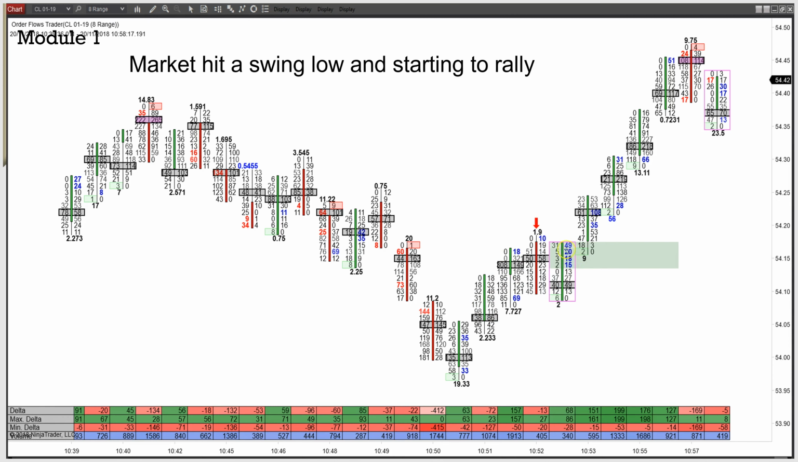Okay, look at this: 1, 2, 3, 4, 5, 6, 7, 8, 9 imbalances over 4 bars, 5 bars. And no selling imbalances. If anything, I'm going to say this is a low. I don't think we're going lower, because everything is pointing that we're going higher.